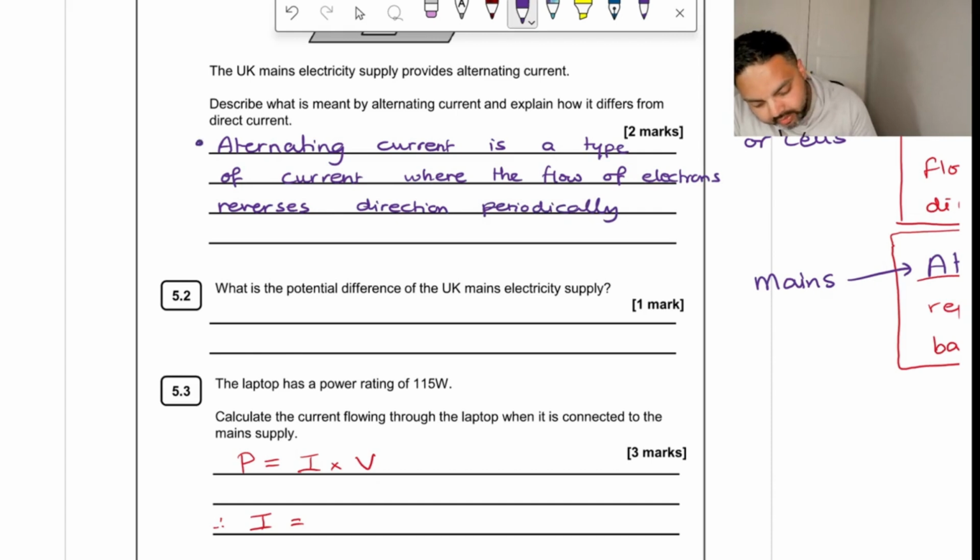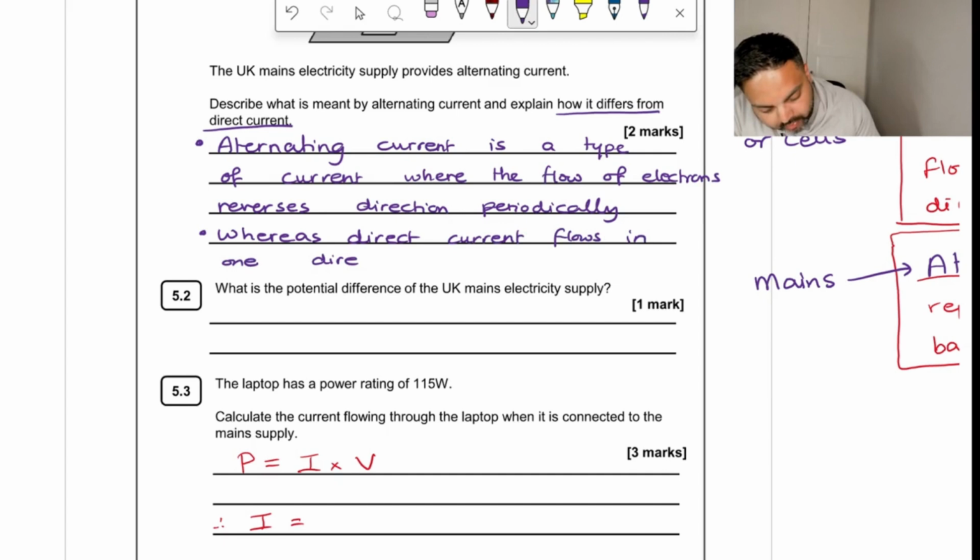And then the next bit is how does it differ from direct current. So whereas direct current flows in one direction only. Okay, right.